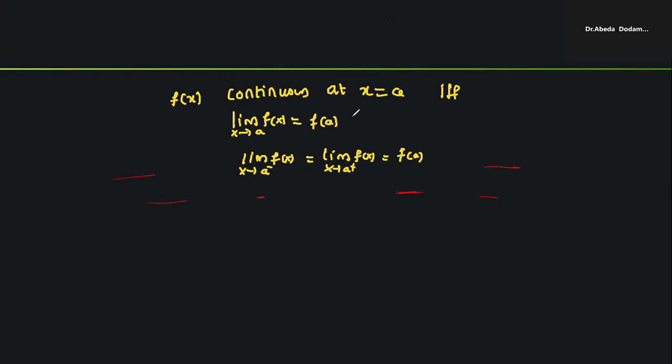So we say that a given function is continuous if the limit of f(x) as x tends to a is equal to f(a). In order to say that the limit exists, there should be a left-hand limit and a right-hand limit. They should exist and they should be equal to f(a). Then we say that the given function is continuous at that point. Okay, so that is very important.